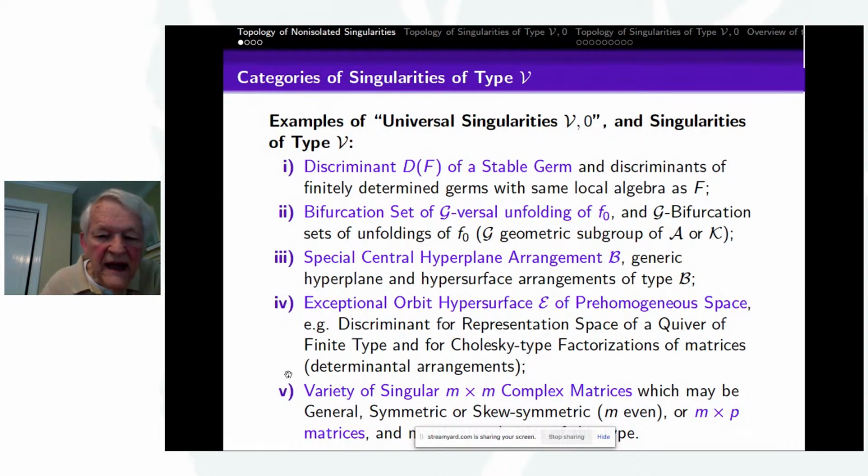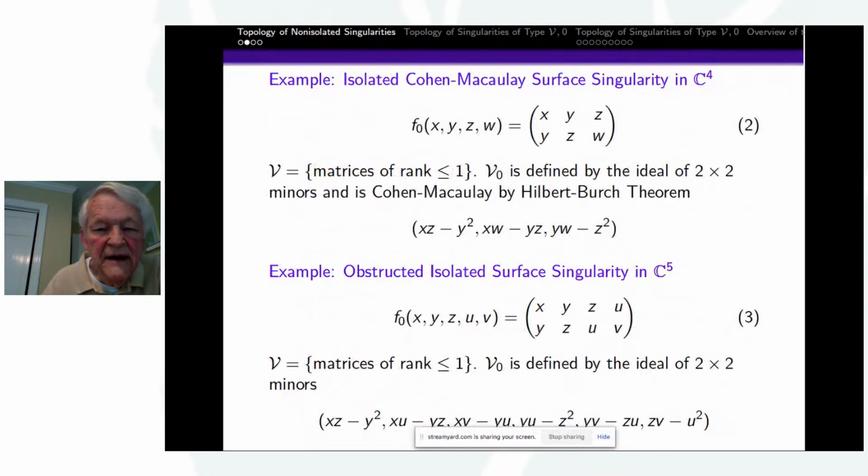And then lastly, at the bottom, we actually have the variety of singular m by m complex matrices, which may be general, symmetric, or skew symmetric. In these three cases, you actually get hypersurfaces, and more generally, as Terry and Maria and Matthias talked about, general m by p matrices and the pullbacks of these. So for anything where we talk about singularities of a given type, potentially we could be including some of these as well as matrix singularities.